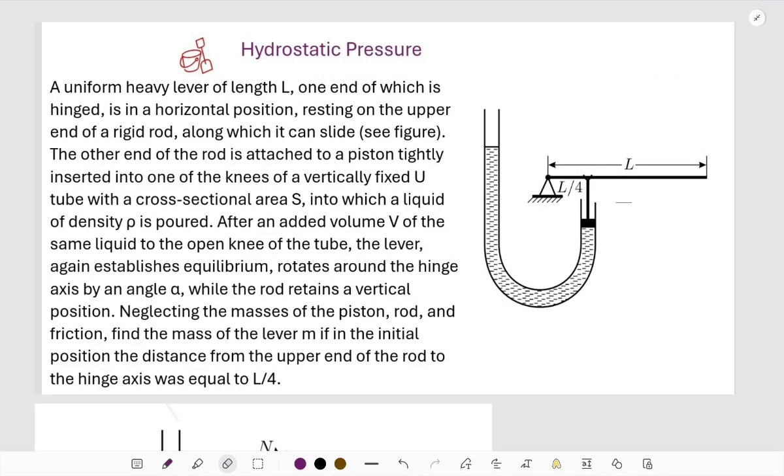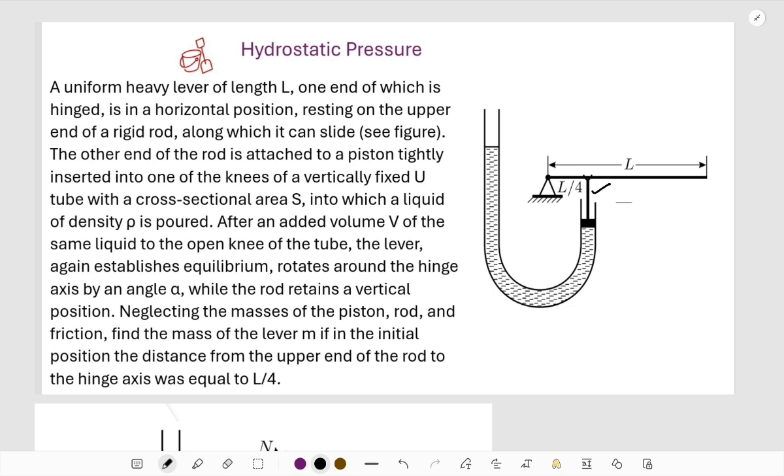And welcome again. Here is one more problem that is also related to hydrostatic pressure, and you can see the problem. It says a uniform heavy lever of length L, one end of which is hinged, is in horizontal position right now, resting on the upper end of a rigid rod. I think this rod they are referring to, along which it can slide without friction or with friction.